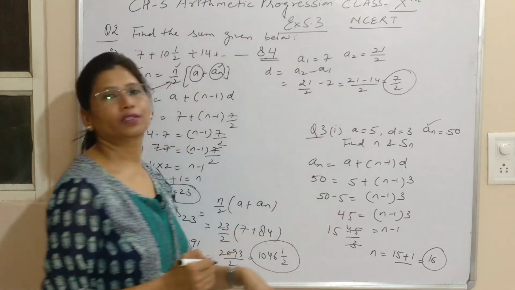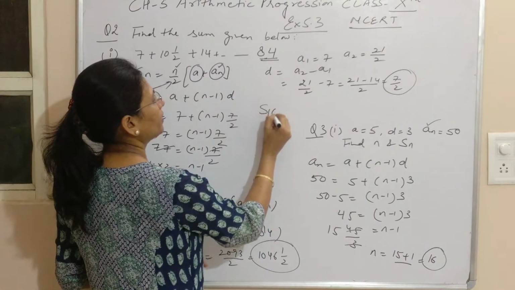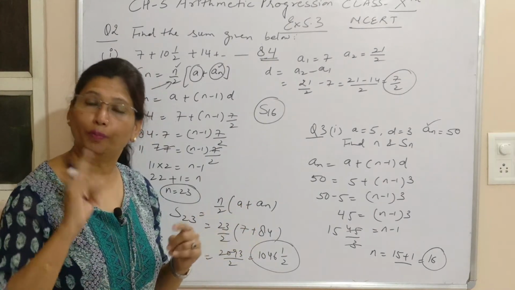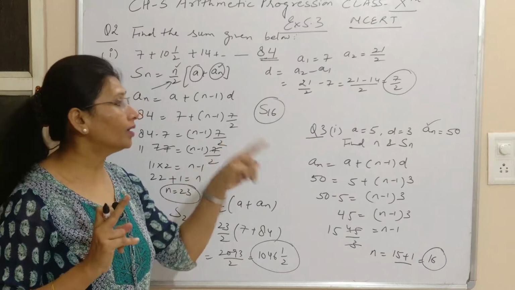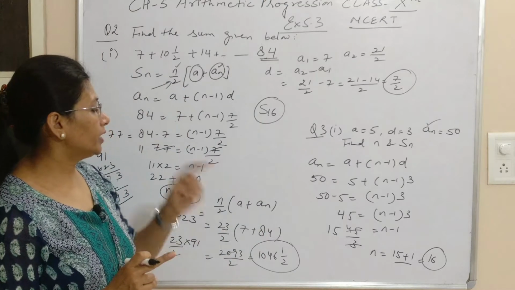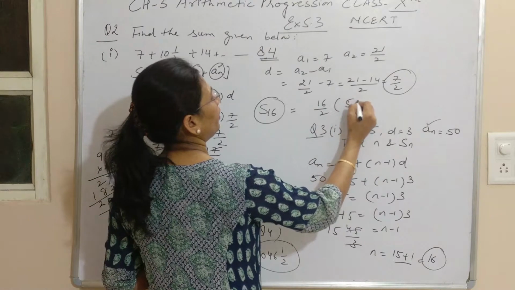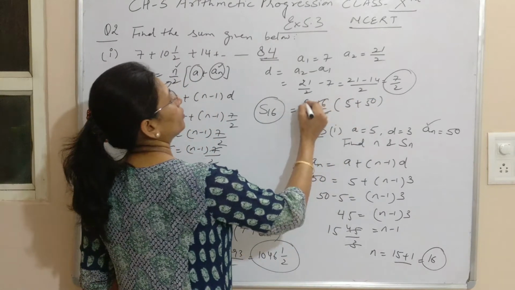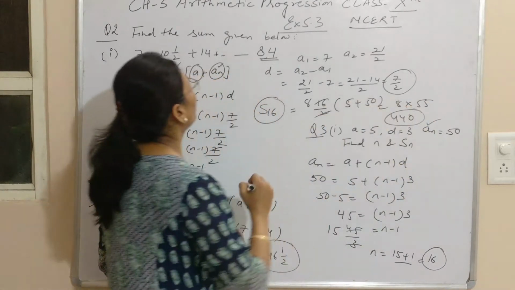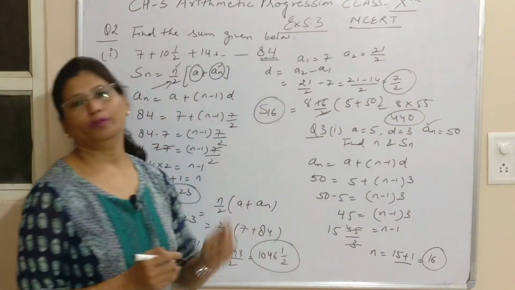So n is 16. Now you have to find Sn. So it means what we have to find? S16. So S16 you can find out by using the bigger formula, because we don't have the last term here. Yes, we have the last term, we have an, that is a16. So we can easily find out 16 by 2 into (a plus an). Simple. You can use this formula: 8 into 55, and this is 440. Why can you use this formula? Because you have the first term, you have the last term, you have the number of terms.